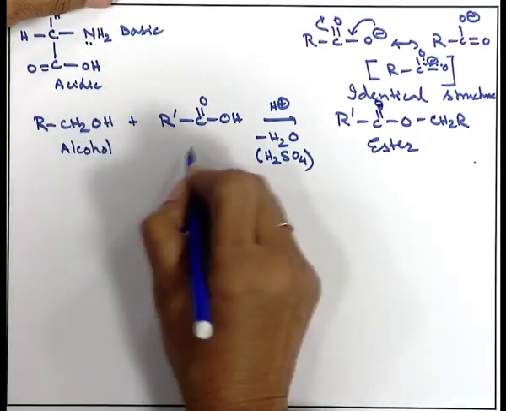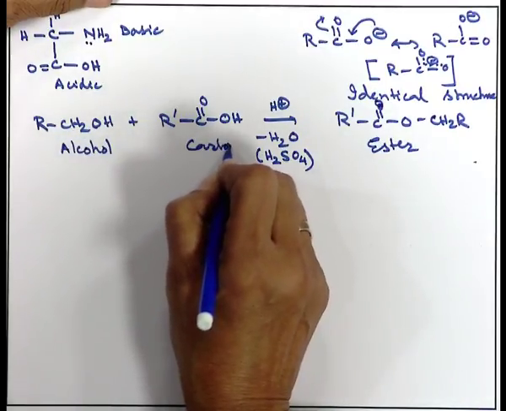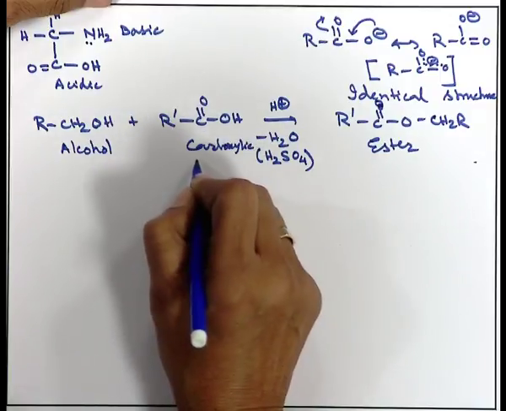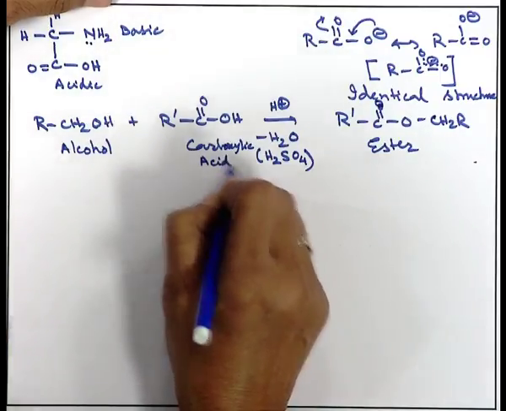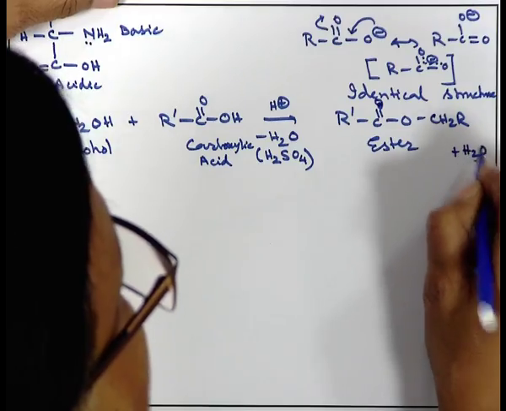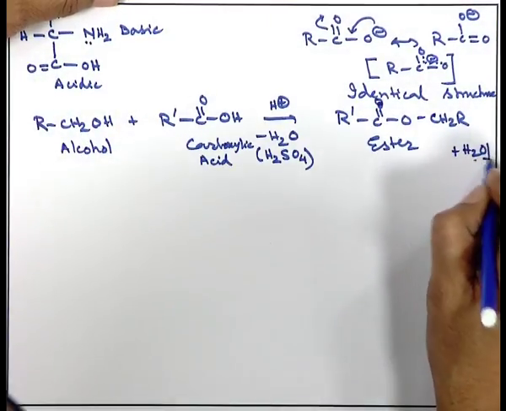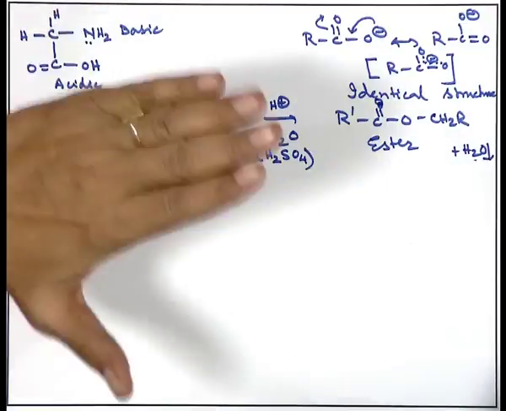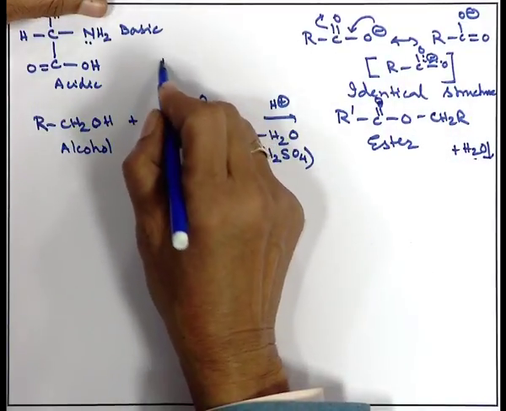So, alcohol and carboxylic acid when mixed together in presence of a little bit of sulfuric acid, which acts as not only an acidic reagent, but also a dehydrating reagent, helps in the production of an ester, together with some water, and that water will be taken care of by the sulfuric acid. So, this reaction will be called an esterification reaction.